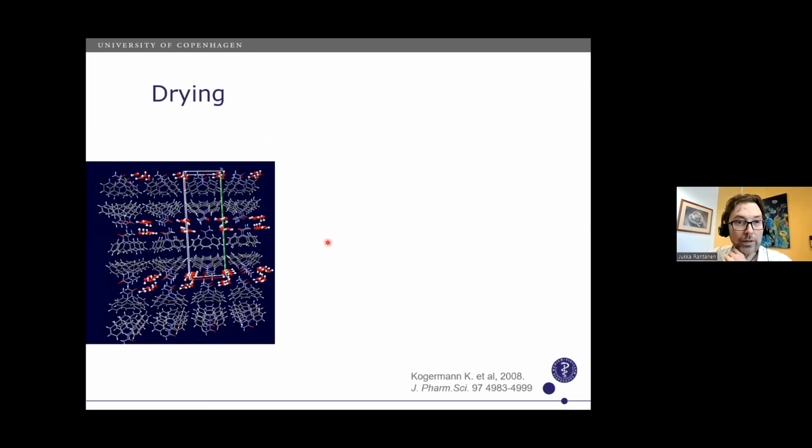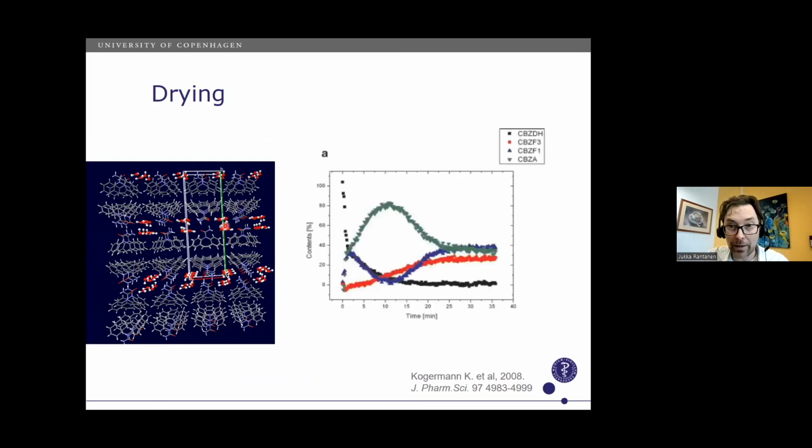So when we look into carbamazepine dihydrate, it has this type of structure where the water molecules are in the crystal lattice forming these tunnels. So dehydration of this is quite dramatic because the structure will collapse. So you will have amorphous material for a while, which then starts recrystallizing. And in this specific case, we could see that carbamazepine dihydrate starts disappearing during fluidization.